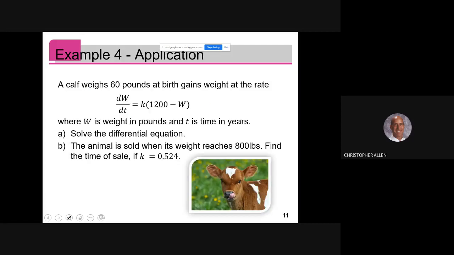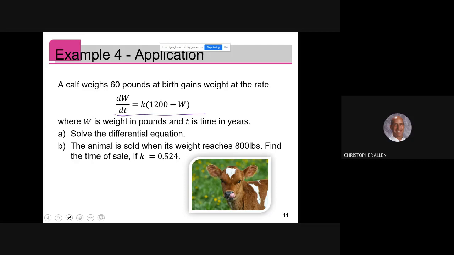All right, last problem is probably the most important one. This is an application problem. I don't know if you guys like baby cows, calves. We got a calf in this one. It says a calf weighs 60 pounds at birth, gains weight at a rate of, and they give you this differential equation. dW, and W stands for weight, T stands for time.